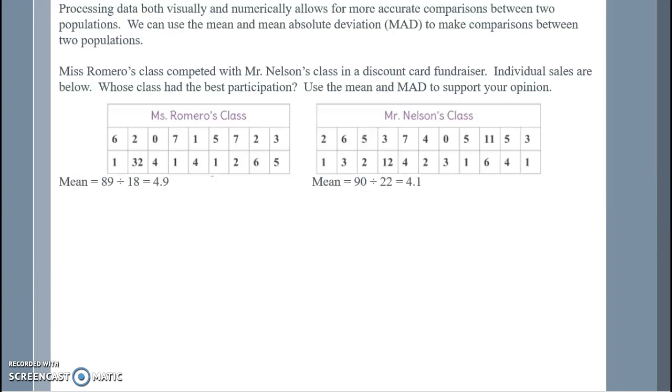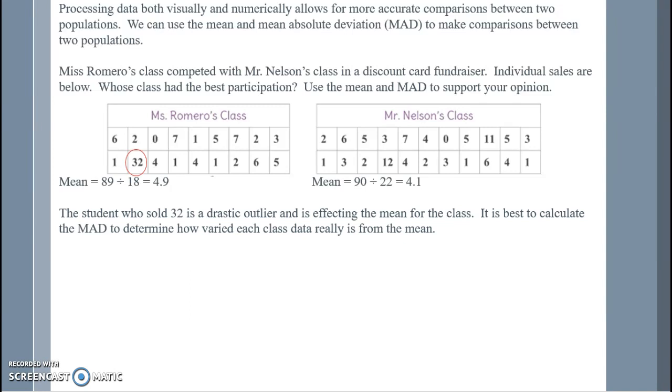So the mean, again, is to add them all up and divide by how many there are. So the mean for Mrs. Romero's class is 4.9. And the mean for Mr. Nelson's class is 4 1/10. The student who sold 32 in Mrs. Romero's class is a drastic outlier and is affecting the mean for this class. So although it appears higher, does it really mean that it's higher?